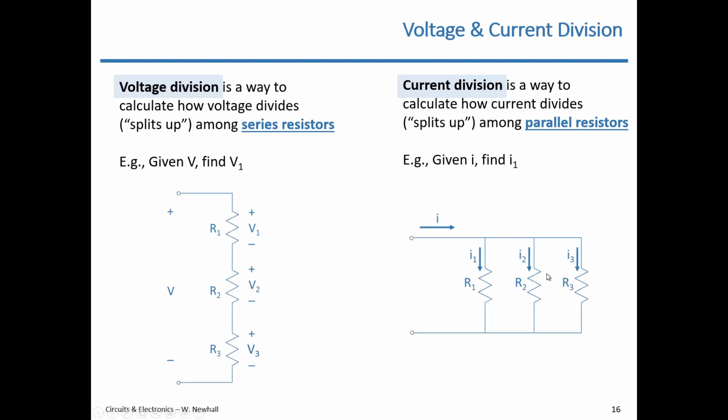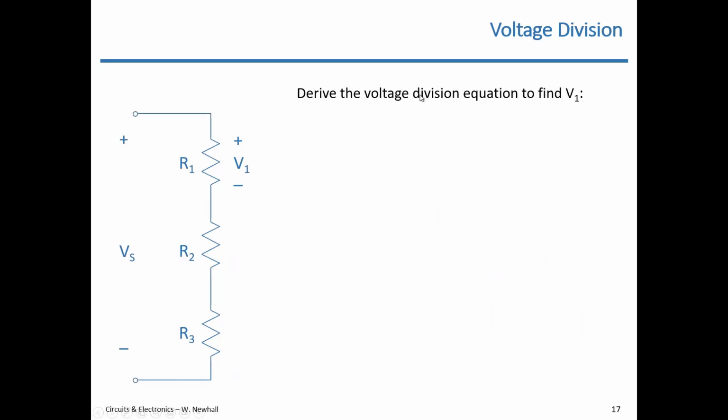So let's start with voltage division. Voltage division describes how voltage splits up among series resistors. Let's derive the voltage division equation. We're going to derive it once and then just apply that pattern whenever we see series resistors. So derive the voltage division equation to find out what V1 is.